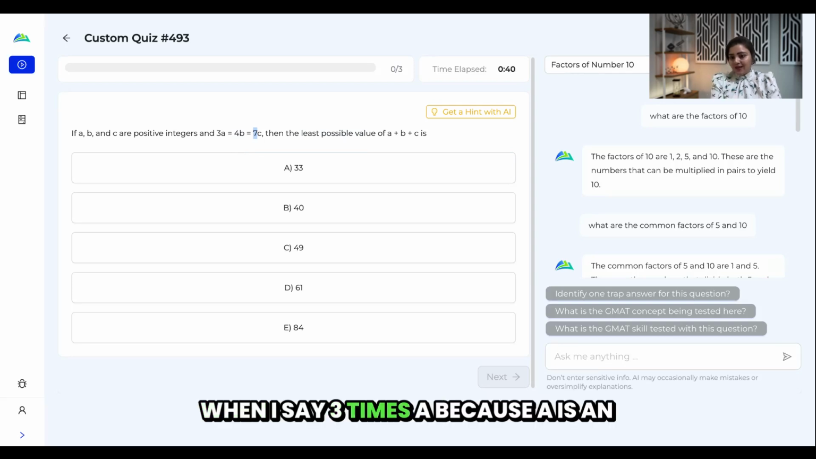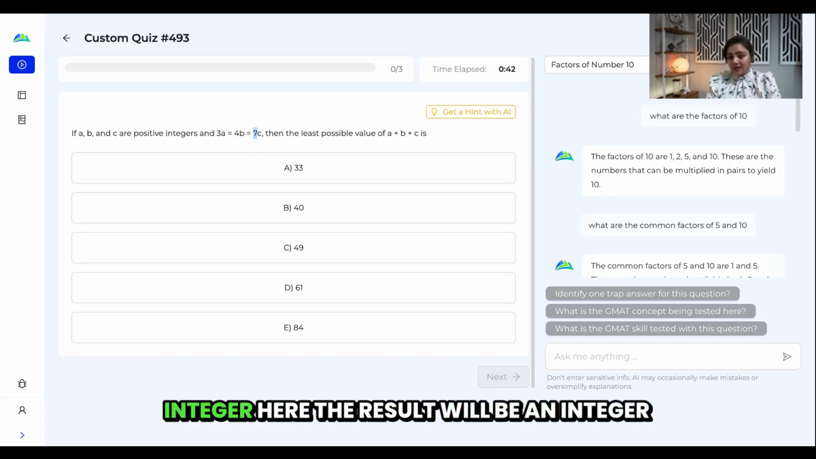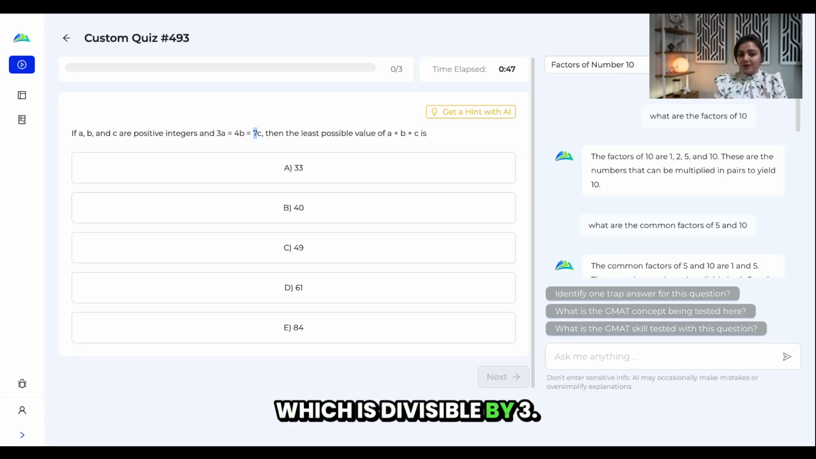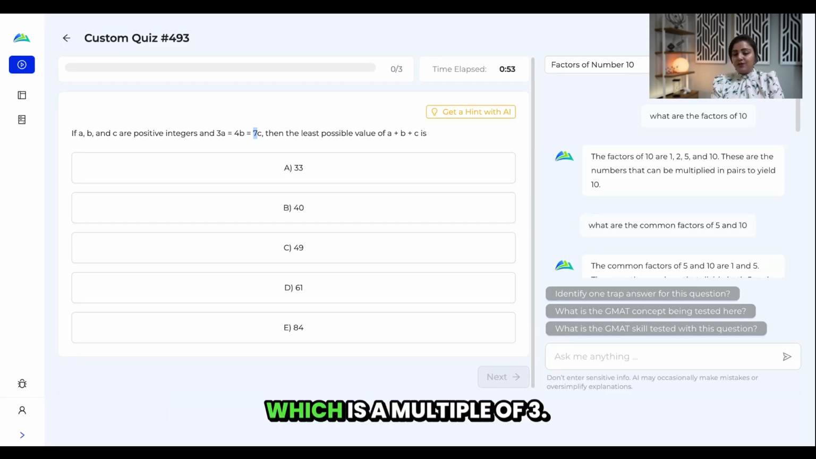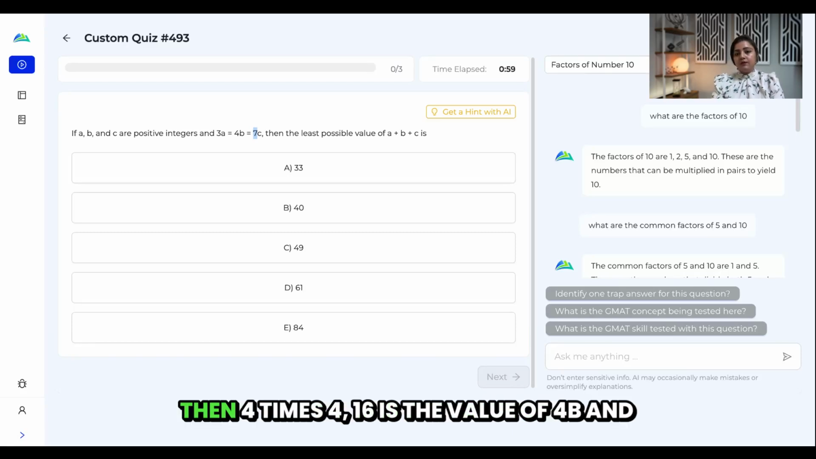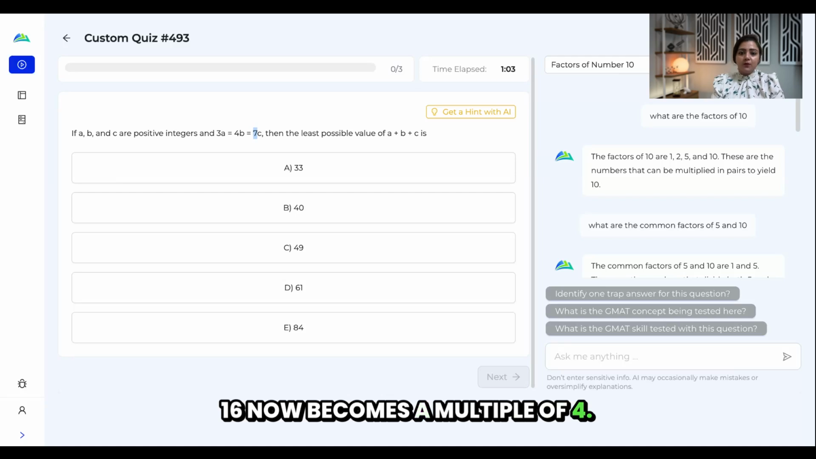When I say 3 times A, because A is an integer here, the result will be an integer which is divisible by 3. For example, 9. 3 times 3 is 9. A is 3 and the number I'm looking for is 9, which is a multiple of 3. If I say B is equal to 4, then 4 times 4, 16 is the value of 4B, and 16 now becomes a multiple of 4. 7C is a multiple of 7. Like for example, if C is 2, then 7 times 2 is 14 and 7C is 14. 14 becomes a multiple of 7.